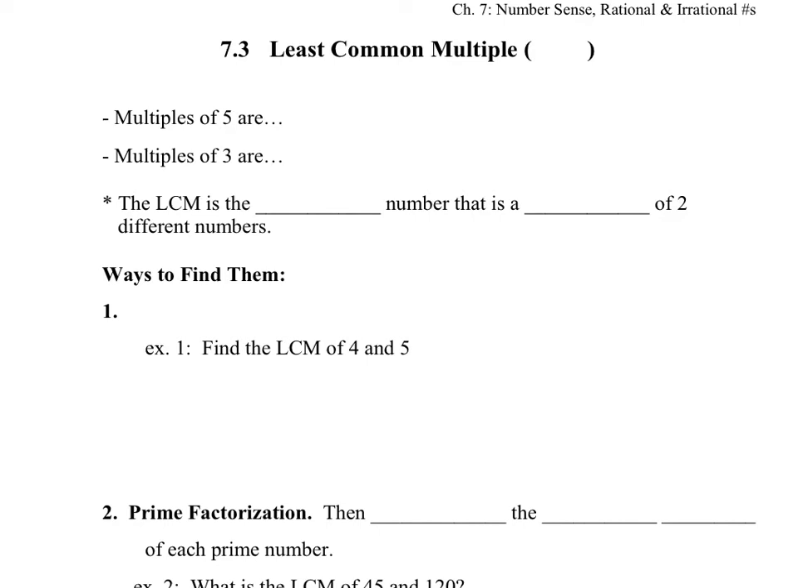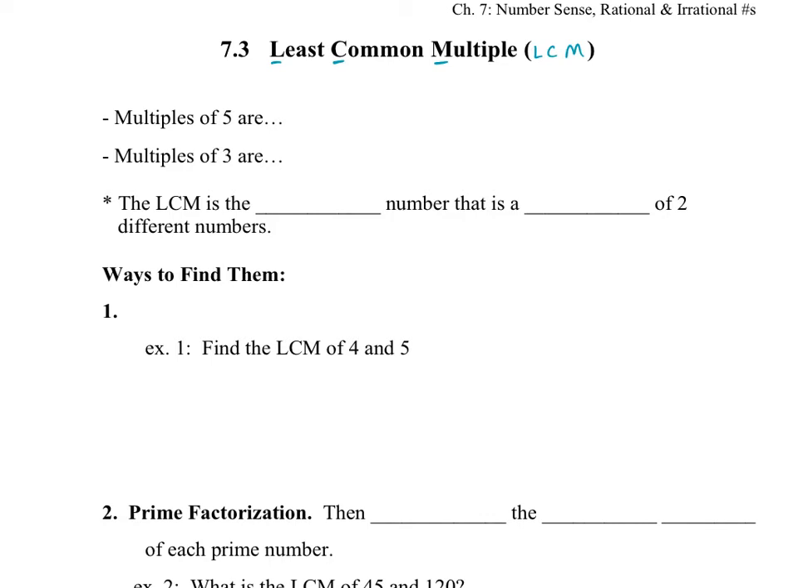All right, 7.3, least common multiple. And like yesterday's notes with greatest common factor, we just abbreviate this with an LCM. Pick the first letter of each of the words. And what we're talking about is going to be the smallest non-zero common multiple.